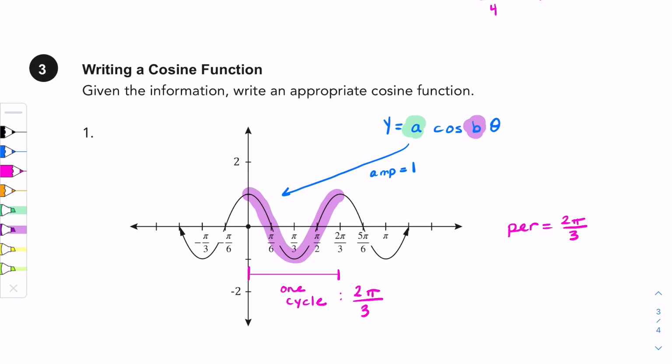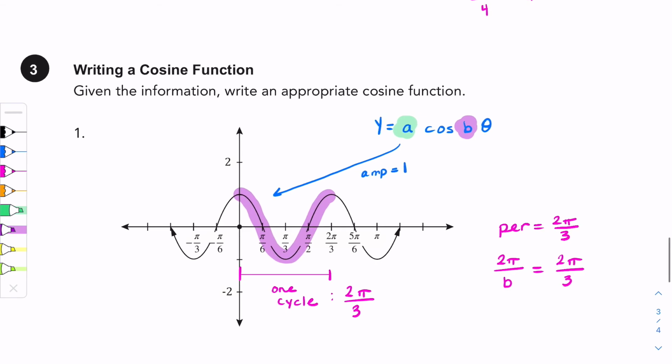When we know what the period is, we set up an equation. We also know the period is determined by 2 pi over b. We know that we solved that and we ended up with 2 pi over 3. We know that from this right here. So without even solving this equation, if you have 2 pi in both numerators, you can quickly see that the denominator, b, is equal to 3. So that's my b value.